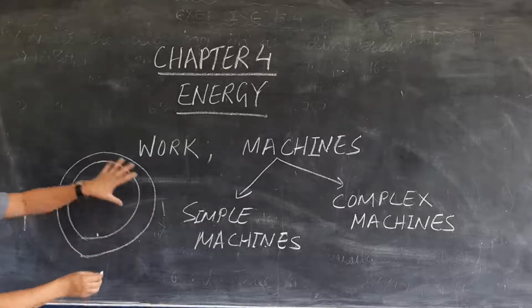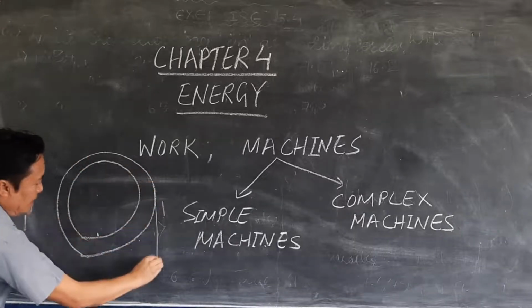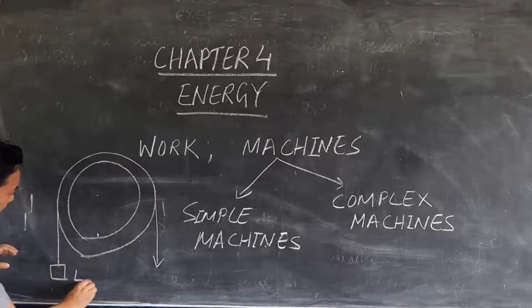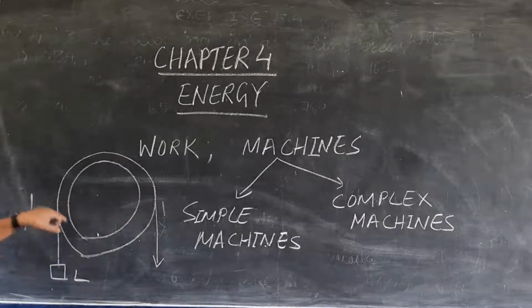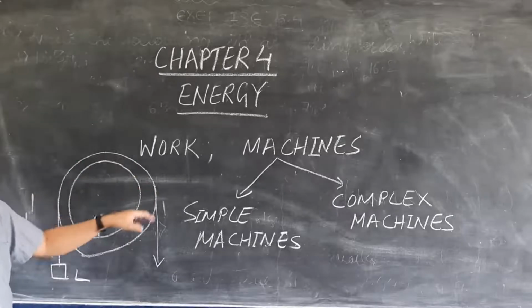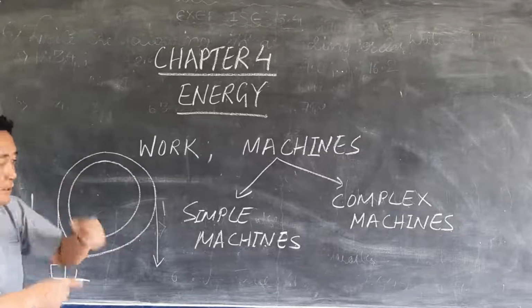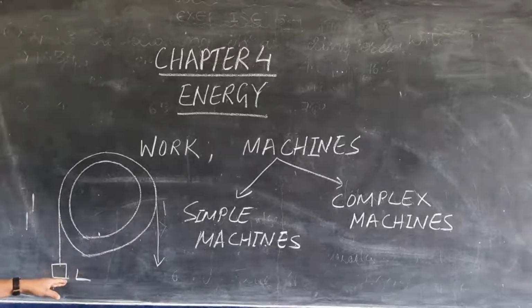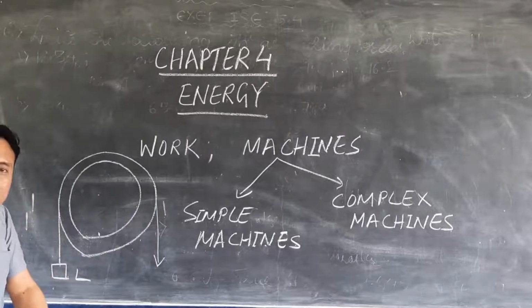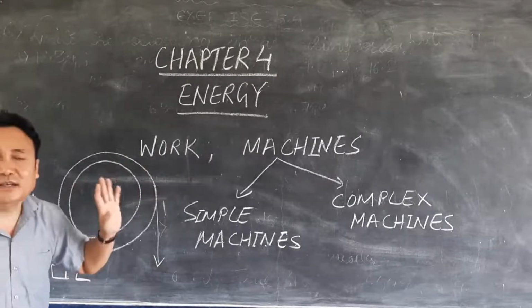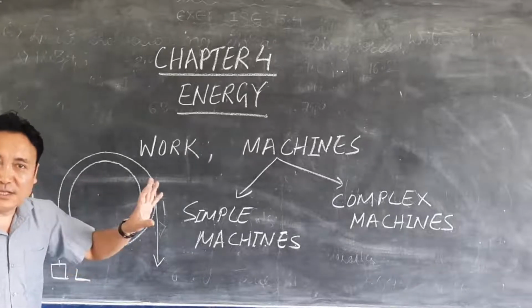We call it a groove ring, and on this groove the load and effort force is applied. Within the groove, the string or the rope will wind around it. One side you will pull the rope, the other side there is a bucket, and when you pull the rope, the bucket will come up. So this pulley is used to change the direction.